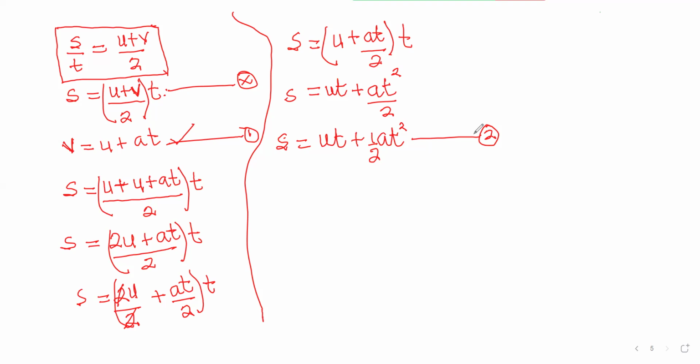Equation 3, the same engine. If S is equal to U plus V all on 2 times T, in the same first equation of motion, which is V equals U plus AT, make T the subject.